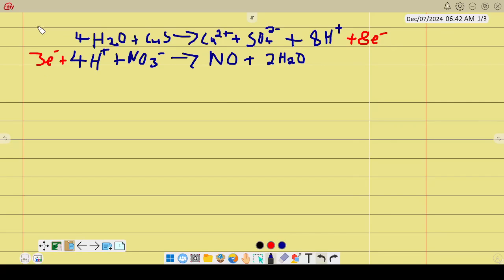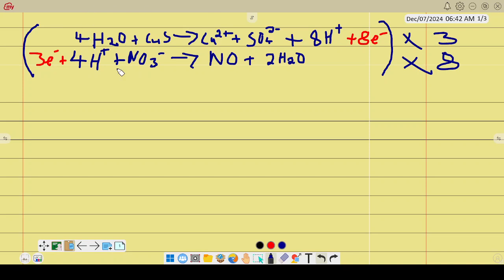Down we have 3. So what we're going to do is multiply everything. On top we multiply by the number down here, we multiply by 3. And then down we multiply by the number on top, which is 8. You see that? So that later on the electrons can cancel. In the balanced redox reaction, there shouldn't be electrons anywhere.